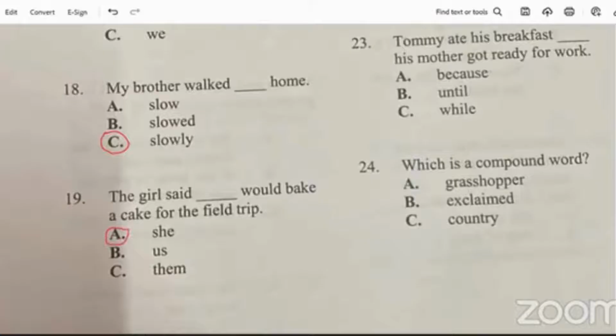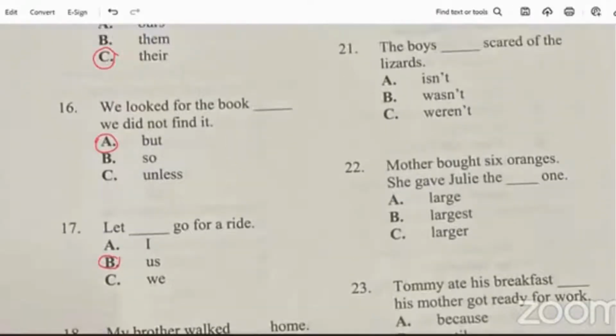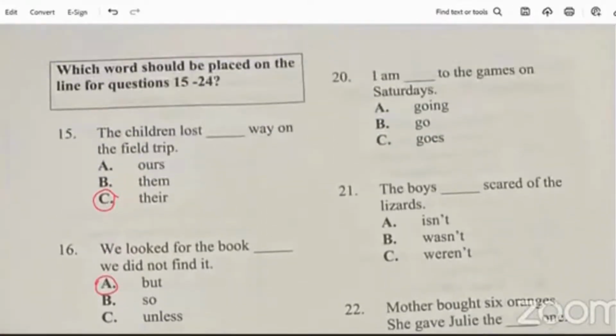Heading to question 20. I am blank to the games on Saturdays. I am going to the games on Saturdays. I am go to the games on Saturdays. The answer is A. I am going to the games on Saturdays. All right, all these questions, we saw them before.